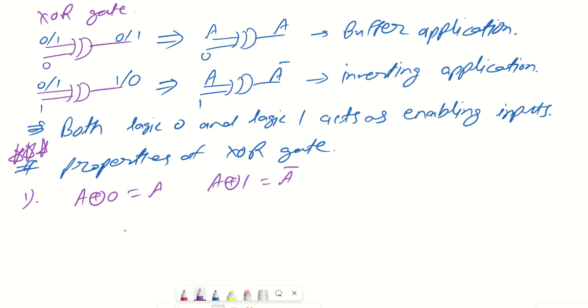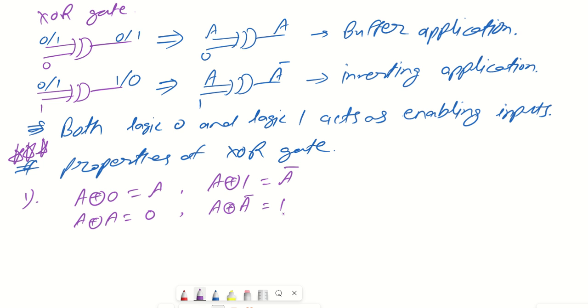Then if we talk about A XOR A, if both are the same, it is going to give you 0, and A XOR A bar, if it is opposite, it is going to give you 1. So this is how you understand that if both the inputs are the same, the output is 0. If both the inputs are complements of each other, the output is 1.